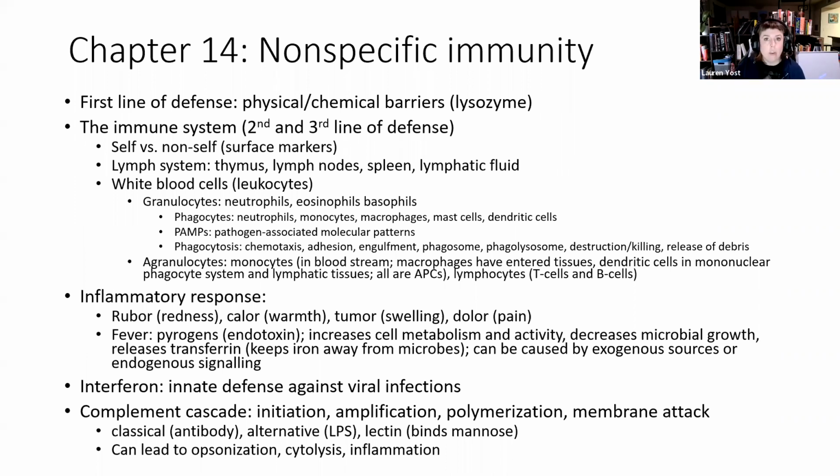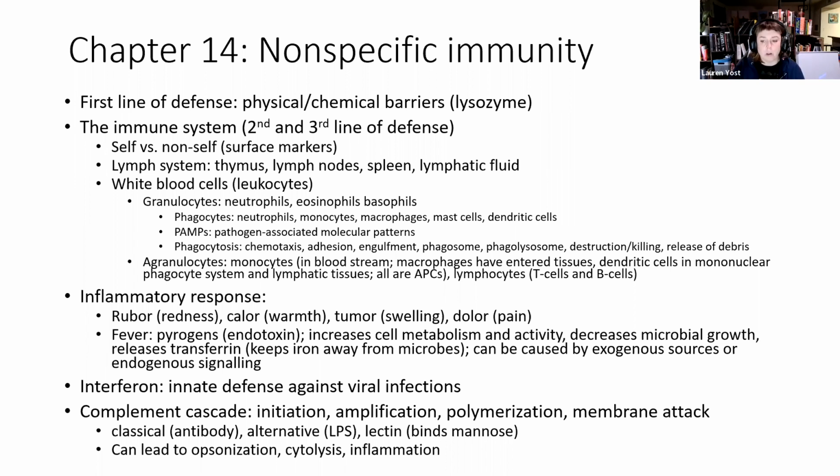So a fever is part of all that, right? So fever, these are triggered by molecules called pyrogens. Endotoxin, for example, is a pyrogen. There's a lot of other ones too, but endotoxin is a good example. This increases cell metabolism and activity. It decreases microbial growth, and it causes the release of transferrin, and microbes need that in order to survive. So keeping those things away from them. So it's three things that fevers can do for us that are positive.